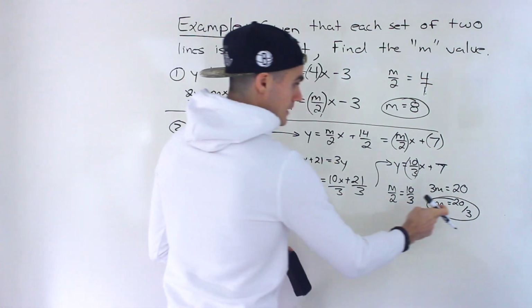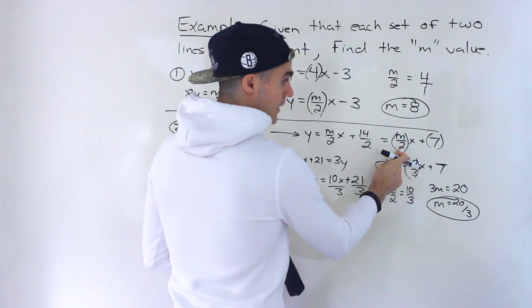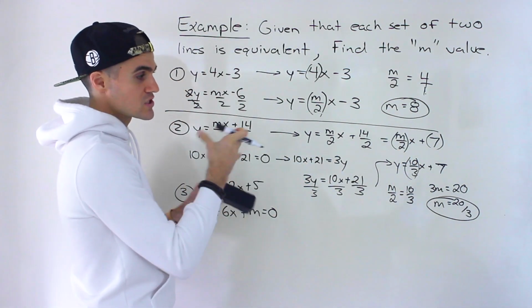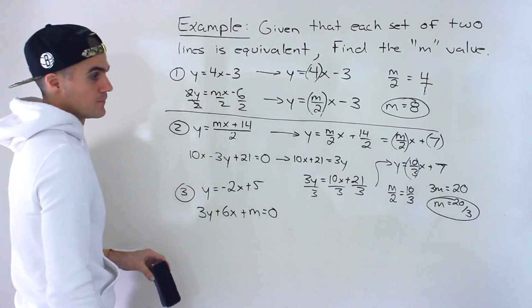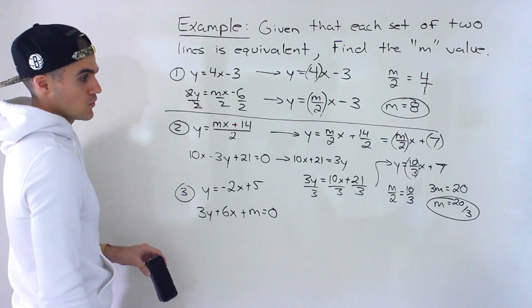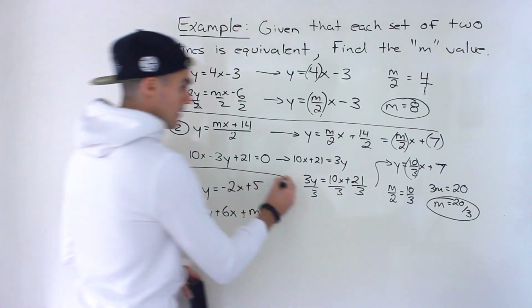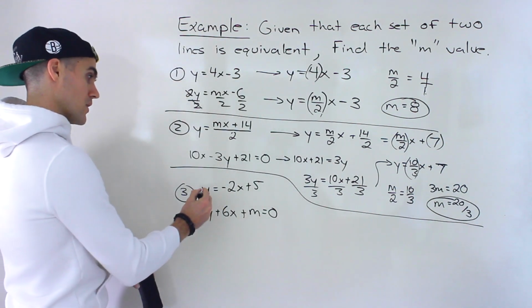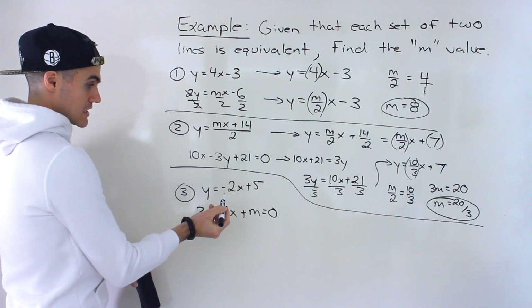And then if you take this m value and plug it in here, 20 over 3 divided by 2 is like 20 over 3 times 1 over 2, which would give you 20 over 6, which would simplify to 10 over 3. Right, so m equaling 20 over 3 is the answer for number 2. And then finally, number 3, we already have it in y equals mx plus b form here, which is nice.